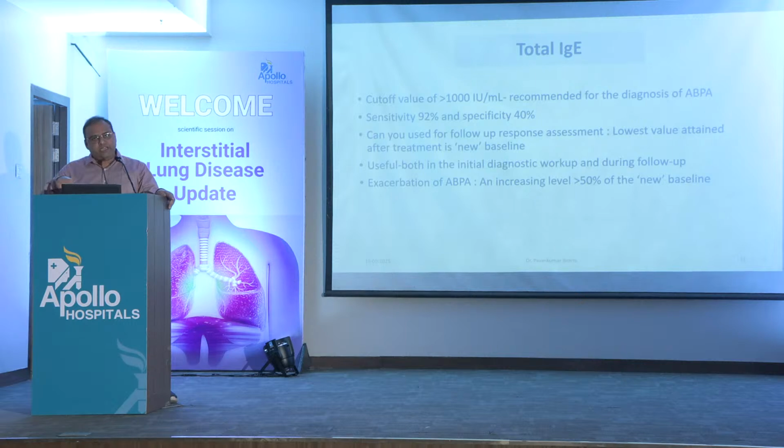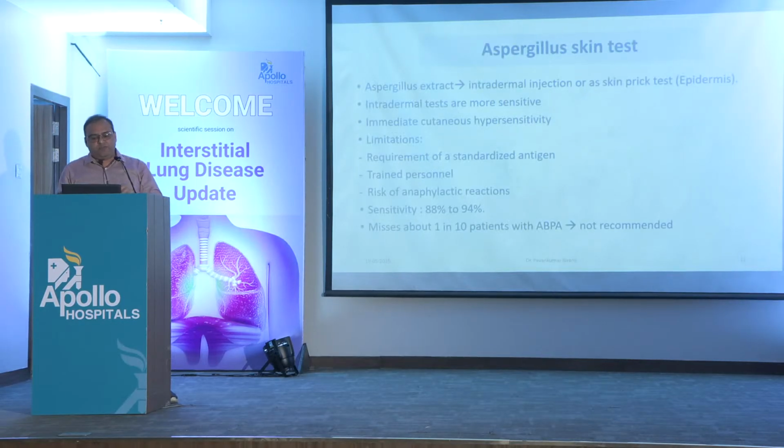They're useful for initial diagnosis as well as follow-up. And if there is an exacerbation, when you call it ABPA exacerbation, one of the important components is that your total IgE level has increased by more than 50% of the baseline you have used. Suppose today the patient comes in with 1000 IgE, and when there is exacerbation, it is 1500 or 1800. That is the situation where you call it an ABPA exacerbation as well.